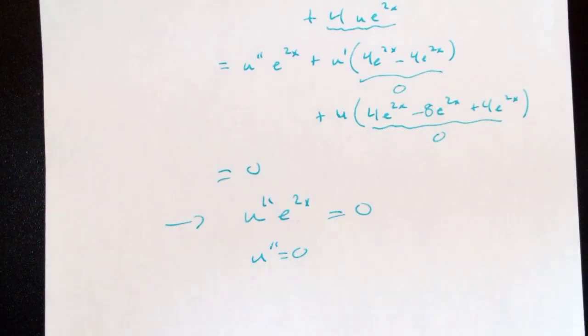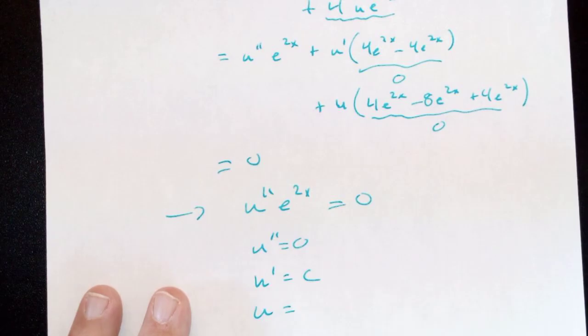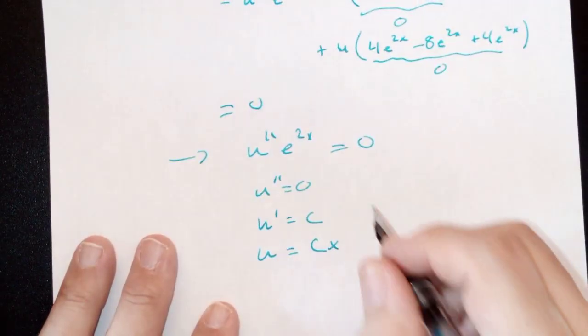If u double prime is 0, what's u? What's the integral of 0? Oh, integral. I mean, yeah, I hit somebody with that every semester. No, don't worry about it. The integral of 0 is a constant. But this is the second derivative, right? So u prime is a constant. What's u? Cx, because this is a function of x. I'm integrating with respect to x.